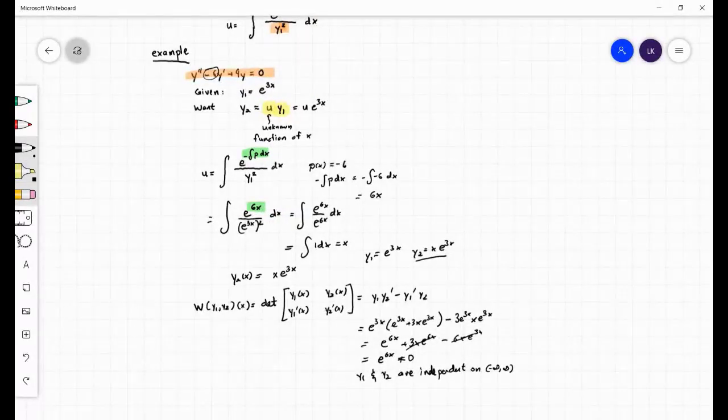We were given a solution to this homogeneous equation. We assumed a form for it, and we use this formula to find the function that should multiply y1 to give us a second linearly independent solution. And we confirmed using the Wronskian, since the Wronskian was non-zero on the whole number line, that y1 and y2 are indeed independent solutions on the number line. So what we will do next is actually derive this formula for u.